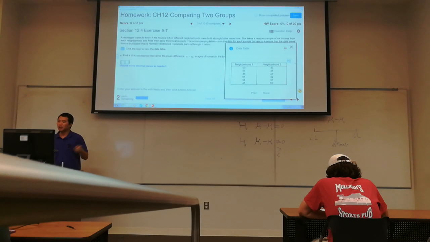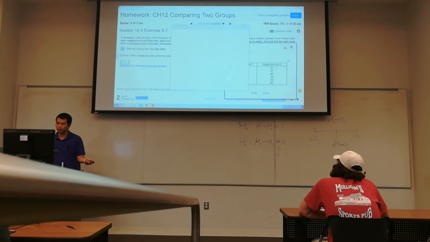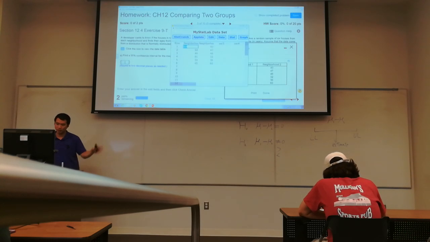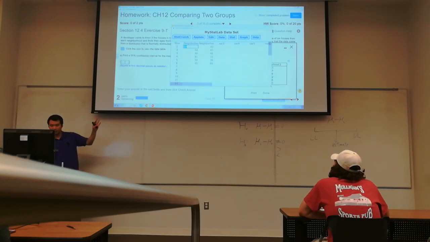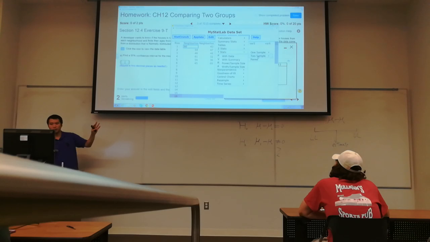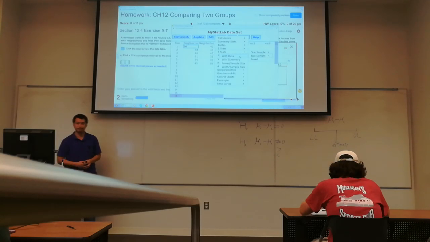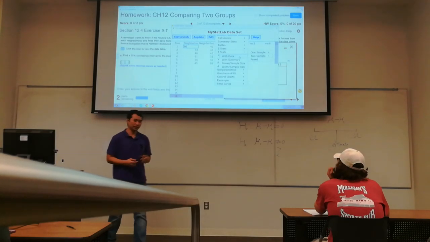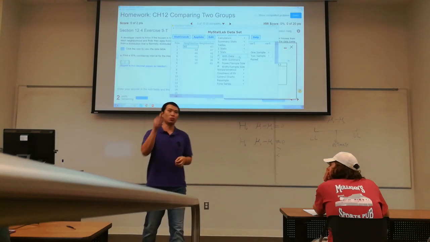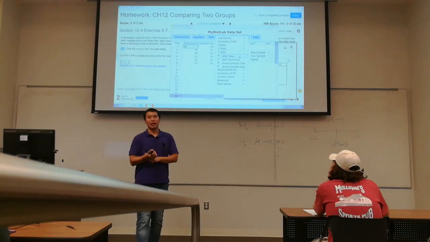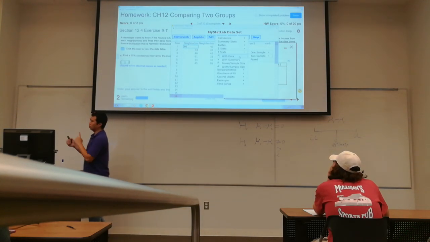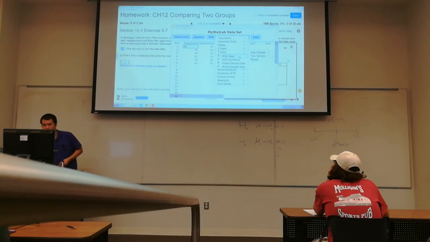The confidence level is 95%. So let me open this data table in StatCrunch. So I have two columns of data. Then let me go to Stat, T Stats, two sample with data. We are not given summary data for this question, so we use with data. Stat, T Stats, two sample with data.